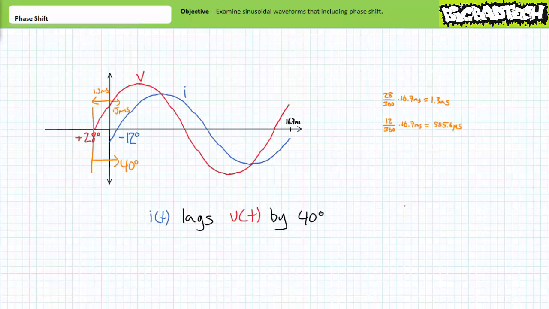12 degrees inside a 16.7 millisecond period corresponds to a rightward time shift of roughly 555.6 microseconds, as this operation chain illustrates. This means that the current waveform zero crossing going positive would lag approximately 1.85 milliseconds behind the voltage waveform zero crossing going positive. If you wanted to check your work, 1.85 milliseconds inside a 16.7 millisecond period corresponds to an angular shift of roughly 40 degrees, as we'd expect.